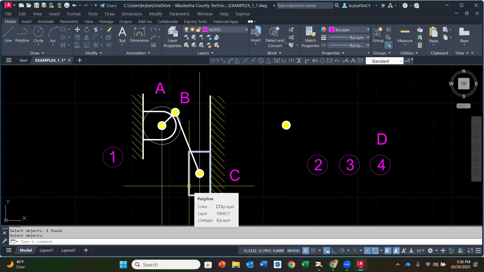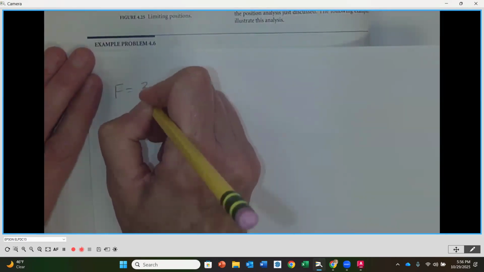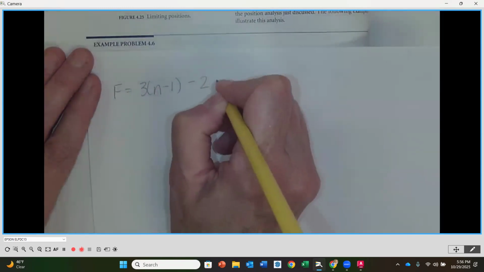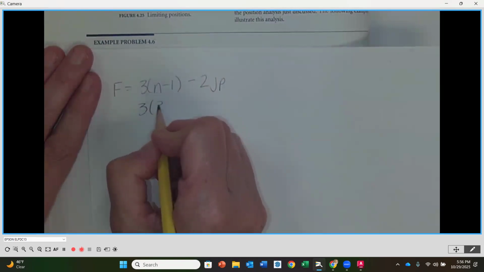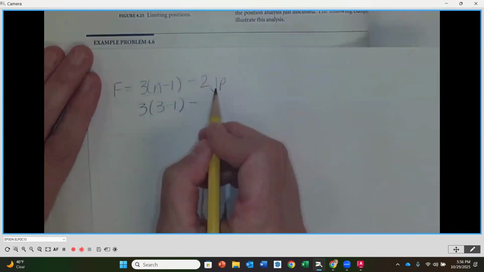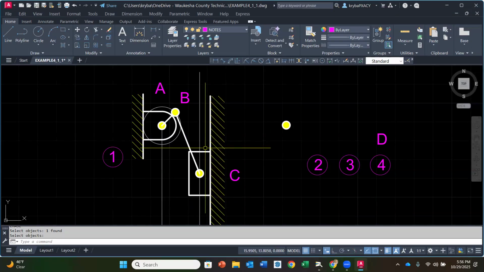So if we go underneath and we calculate the mobility, we know that our equation is F equals 3 times (n minus 1) minus 2 J_P. So our 4 for our number of links is going to go right here. Okay. And then our number of primary joints, if we go back over here, we're going to have joint A, B, C, and don't forget there's one more. Again, I didn't put it in here just yet, just for the sake of the layout. I'm going to have a D here as well. So there are 4 primary joints.